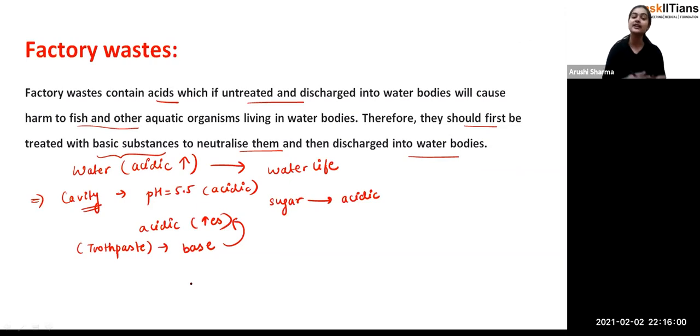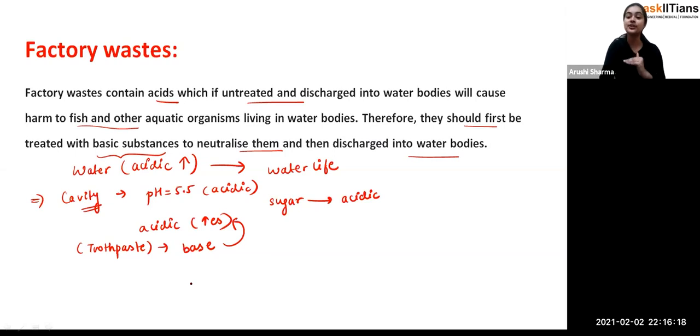So, student, you can see that neutralization is indirectly maintaining the pH level. What you can remember is that whenever something is there, it will have some pH, and that pH has to be maintained.